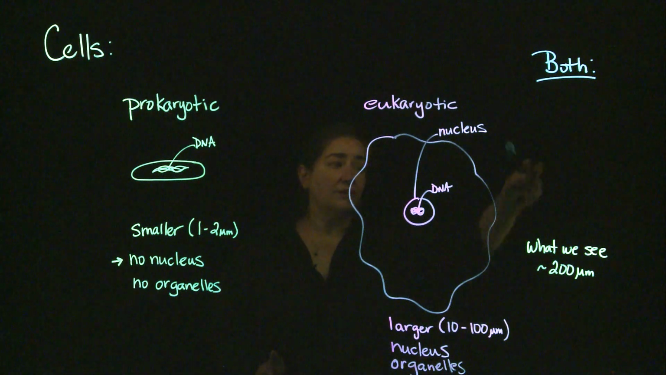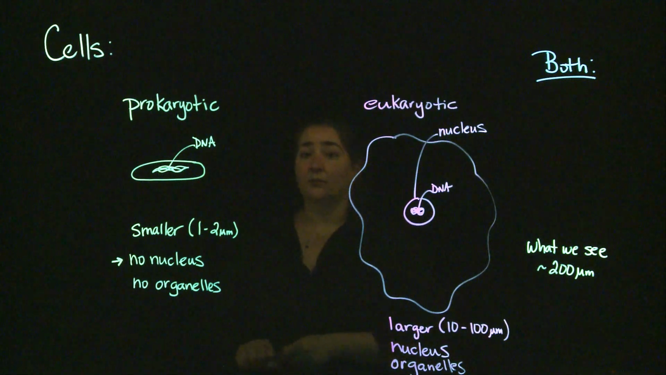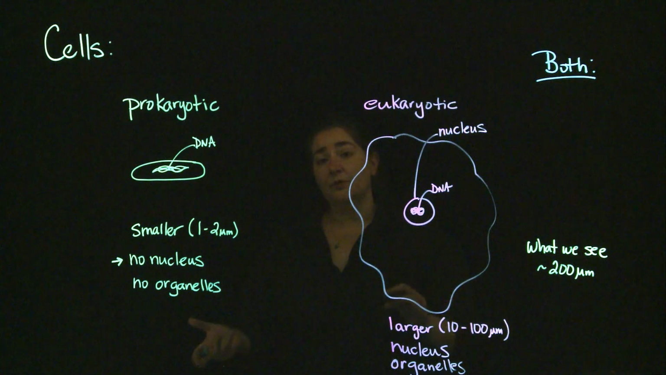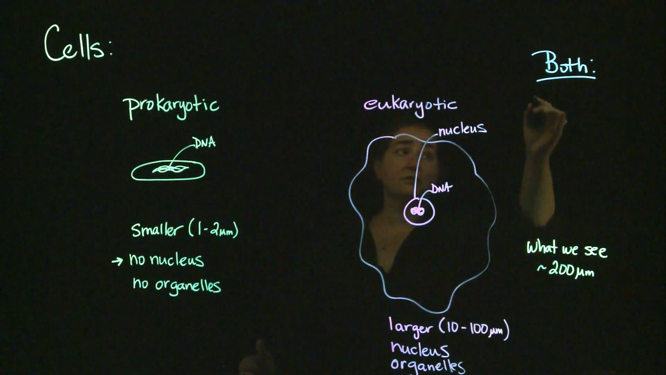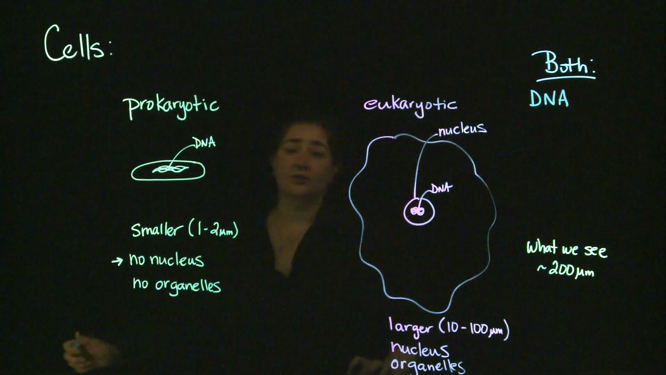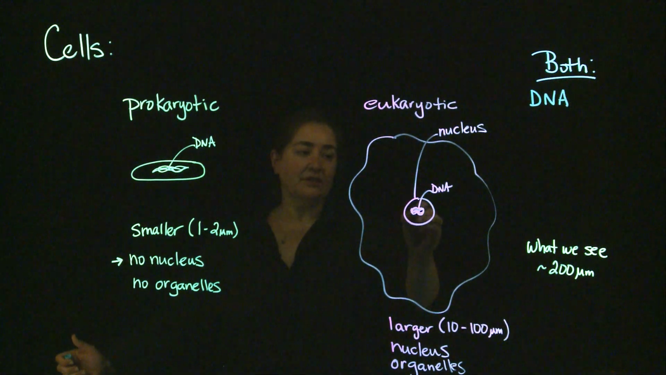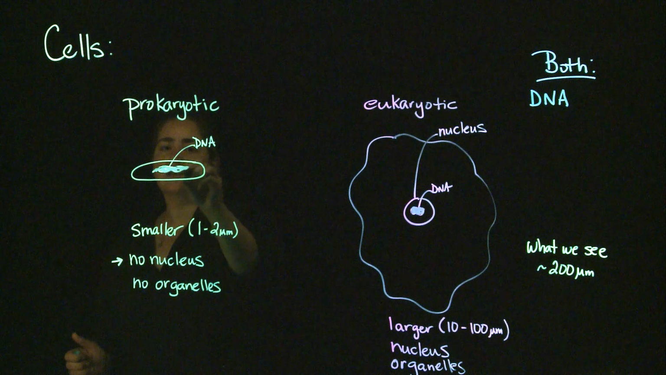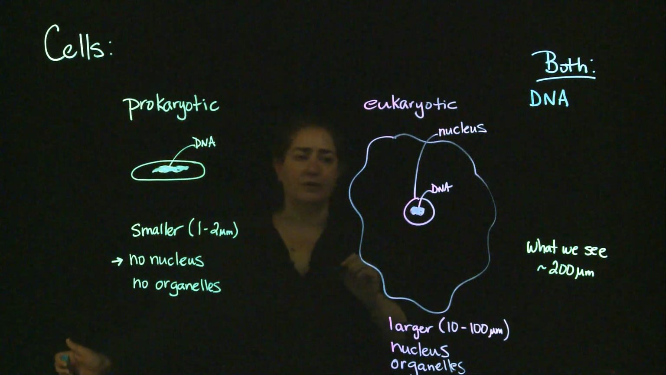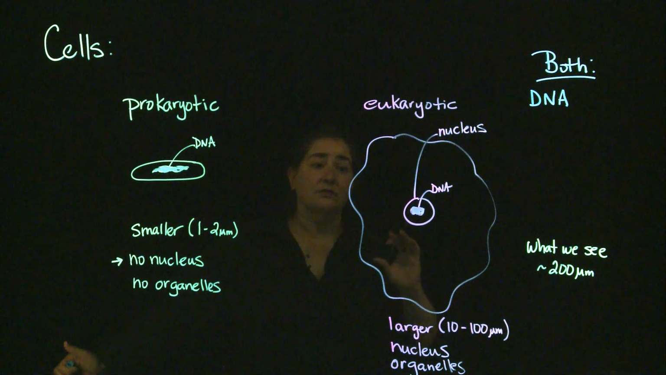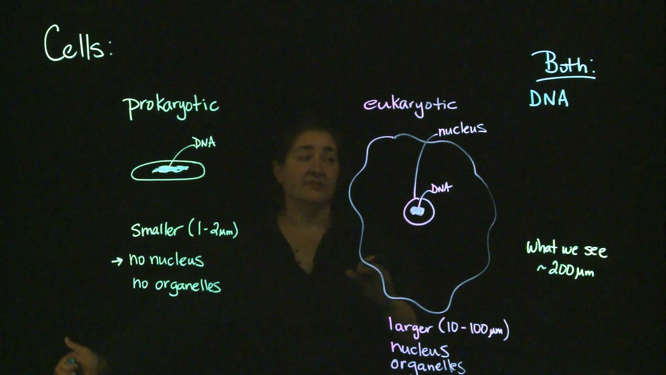Now if you notice up here, I've got a category over here entitled both, all right? Because there are going to be things that are in common between prokaryotic and eukaryotic cells, okay? Both prokaryotic and eukaryotic cells are going to contain DNA, all right? So I drew it here within the nucleus. I drew it here, kind of in the middle of the cell for the prokaryotic cell. But both prokaryotic and eukaryotic cells are going to have DNA, okay?